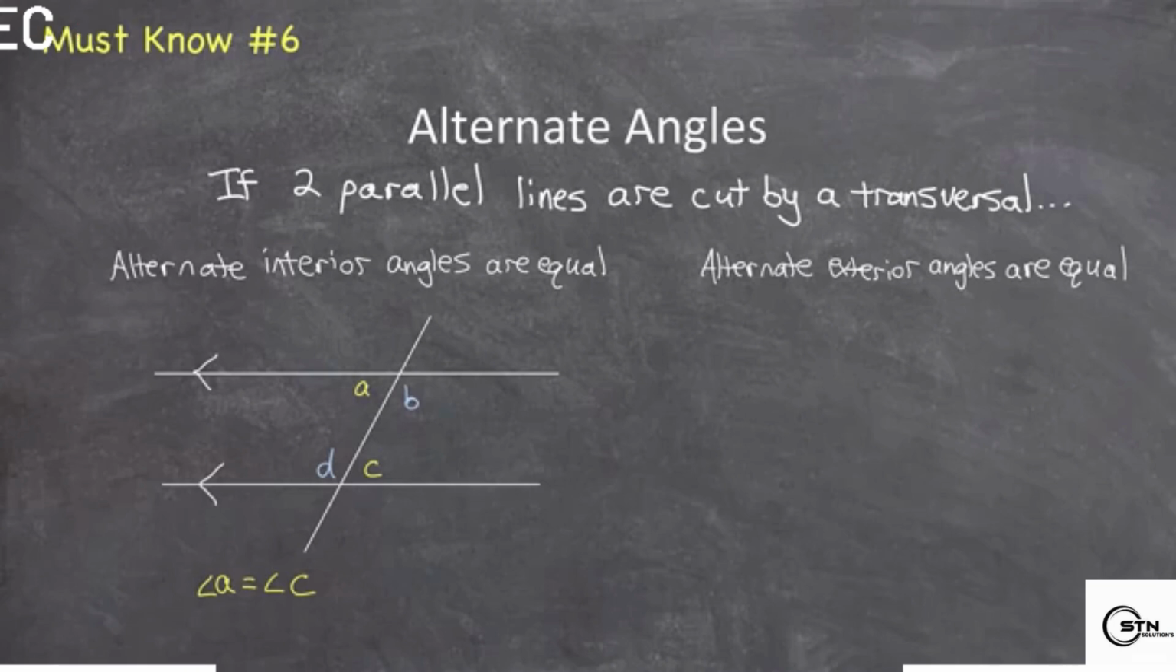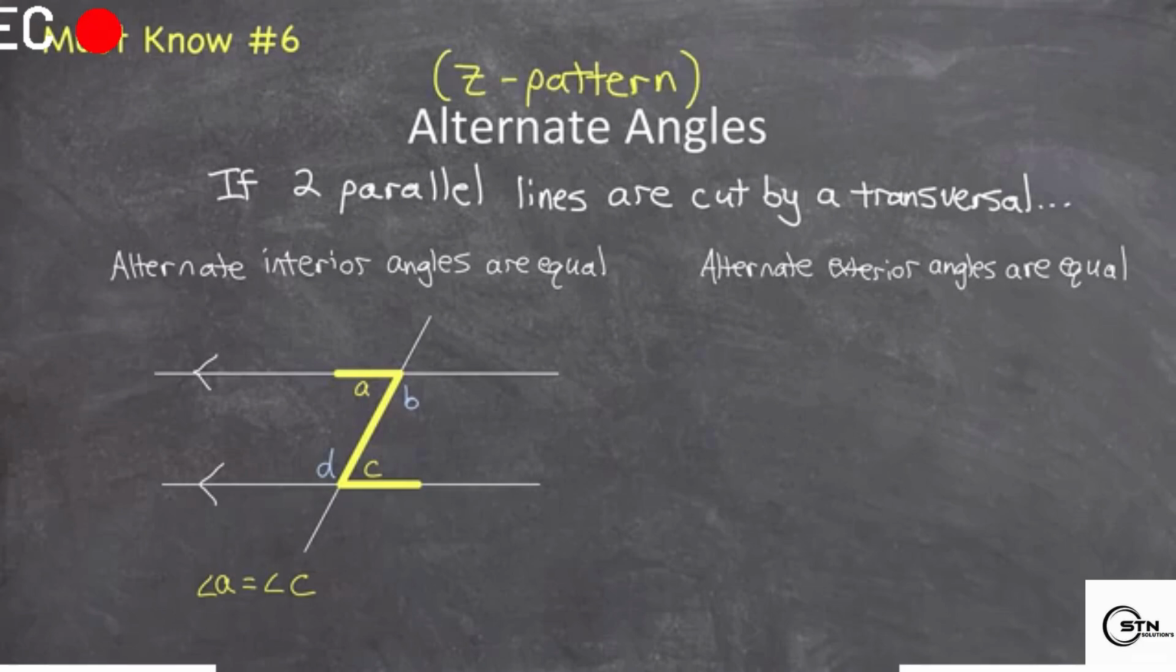And you'll notice if I draw the letter Z, it can make it easy to find these two angles that are equivalent to each other. That's why this alternate angle theorem is sometimes called the Z pattern. And then if I made a Z going in the other direction, the angles inside of that Z are B and D. So those angles are also alternate interior angles, so they're also equal to each other.